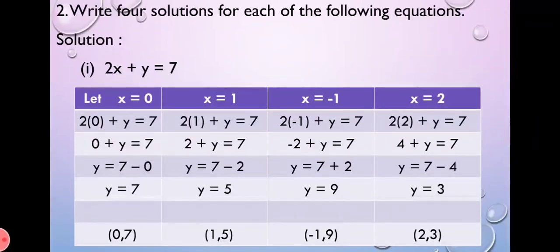Again, let's take value of x as 2. So we will get 2 into 2 plus y equal to 7. 2 into 2, that is 4. So we will get 4 plus y equal to 7. We transpose 4 on opposite side. So we get y equal to 7 minus 4. That is y equal to 3. So the fourth pair of solution for the given equation is 2, 3.